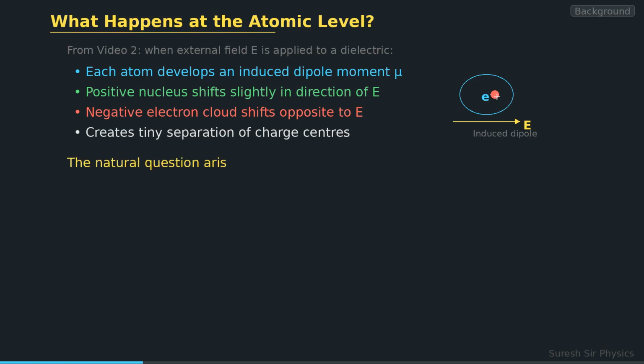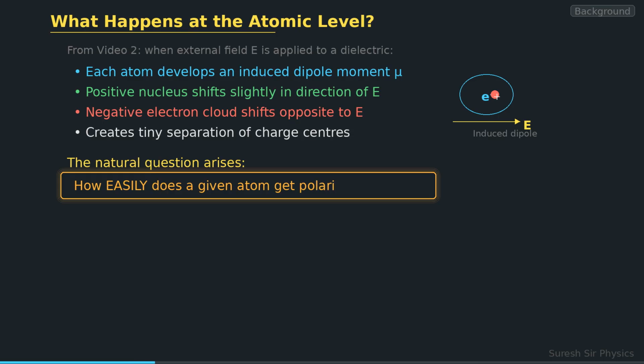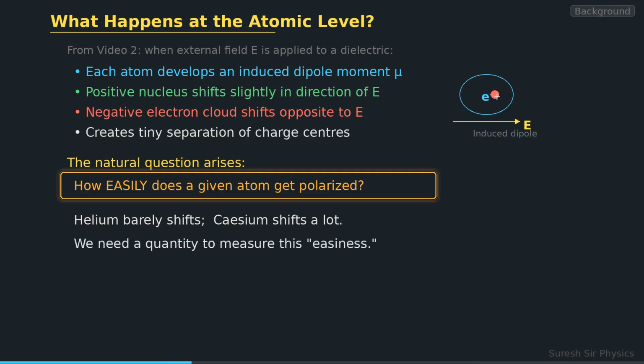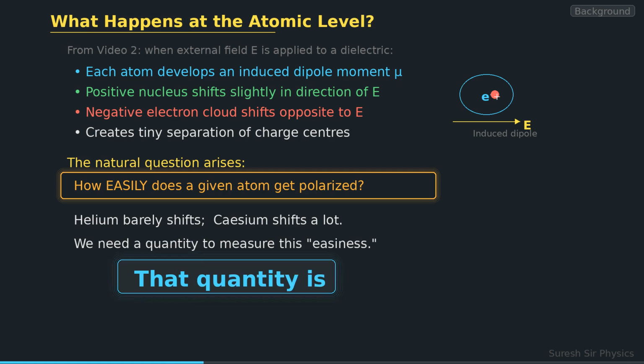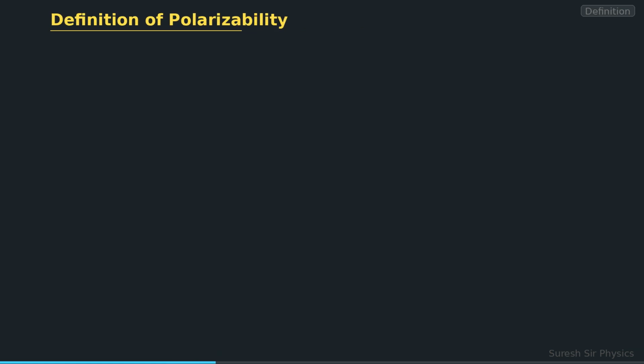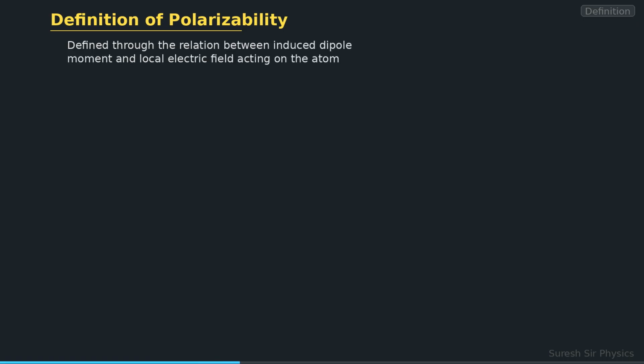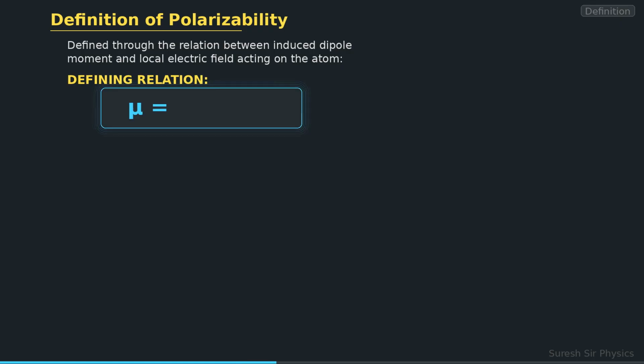The natural question arises: how easily does a given atom get polarized? Different atoms respond differently to the same electric field. Helium hardly shifts, that is, helium is hard to polarize due to its two electrons being tightly bound to the nucleus; its atomic number Z equals 2. Whereas in cesium, charges shift a lot on applying an electric field. Cesium atomic number Z equals 55. It is one of the most highly polarizable neutral atoms in the periodic table. This is due to its position as an alkali metal with a single valence electron in a far from nucleus reaching 6s shell. So we need a quantity to measure this easiness.